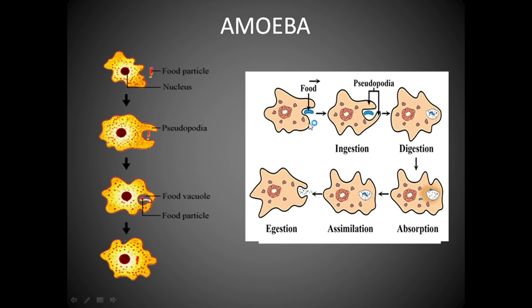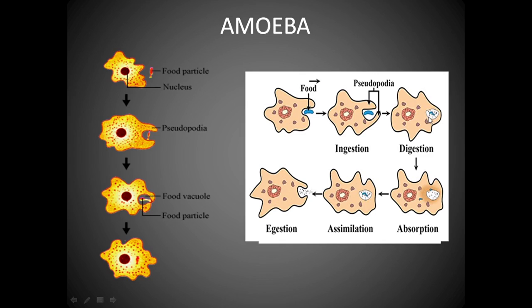In the first picture you can see that the food particle is indicated by this blue color. Here the food is near the body of the amoeba. Now it is extending its pseudopodia such that the food particle can be covered properly, and that's the process of ingestion. The amoeba is taking in the food material. Now in this step it is given that it is digestion.